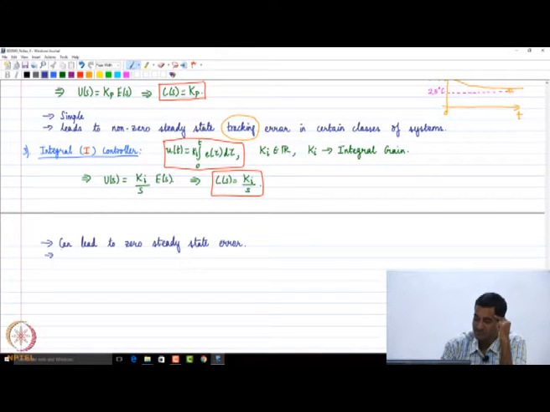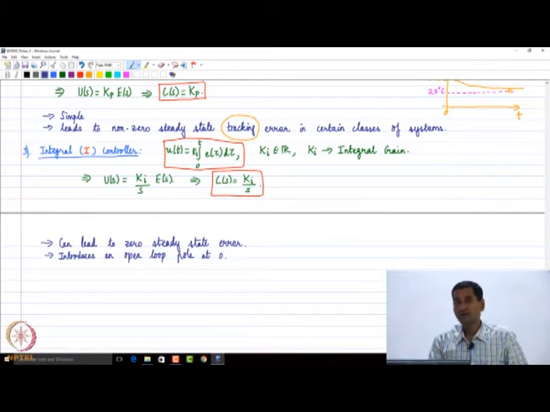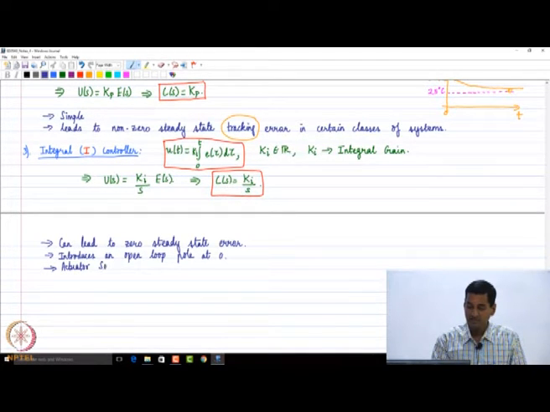So this introduces an open loop pole at the origin, which essentially needs to be accounted for. And more interestingly, integral control can lead to actuator saturation. That is something which we also need to worry about when we do integral control.